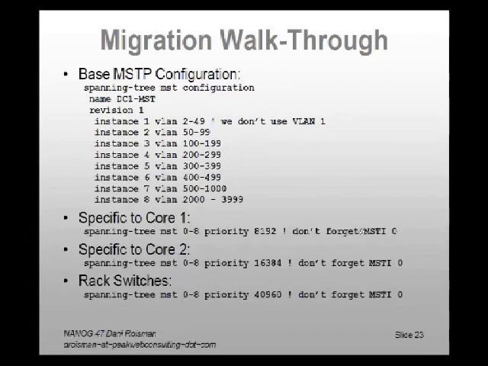A little note here, you want to not forget about MST 0. MST 0 is used for any VLANs that weren't put into an instance. It's like the default MST instance. So any VLANs that weren't clearly defined, in this case, you notice that we didn't actually use VLAN 1. VLAN 1 happens to hang out on MST 0. The point is, don't forget MST 0. We saw a client who forgot MST 0, and they were really regretful of that later on when they added more rack switches.